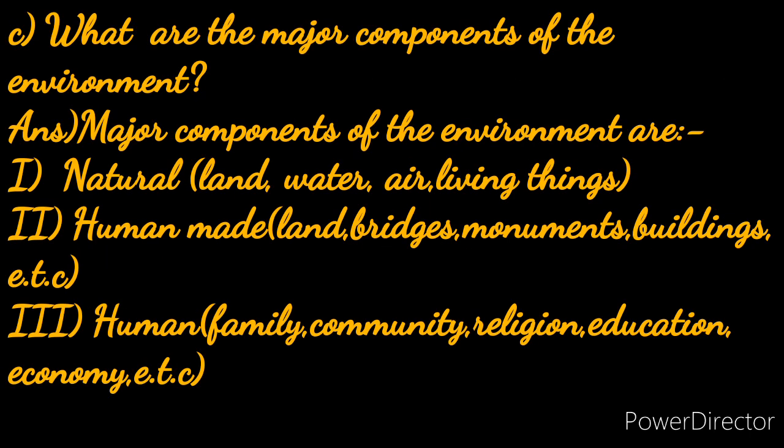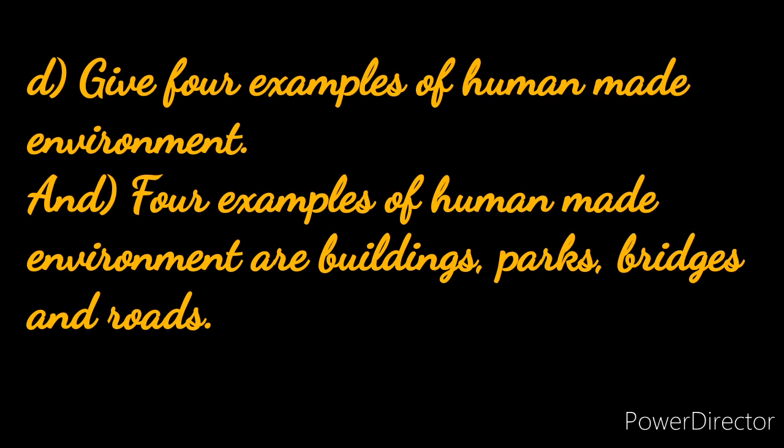C: What are the major components of the environment? Answer is, major components of the environment are, first natural, second human made, and third human. D: Give 4 examples of human made environment. Answer is, 4 examples of human made environment are buildings, parks, bridges and roads.